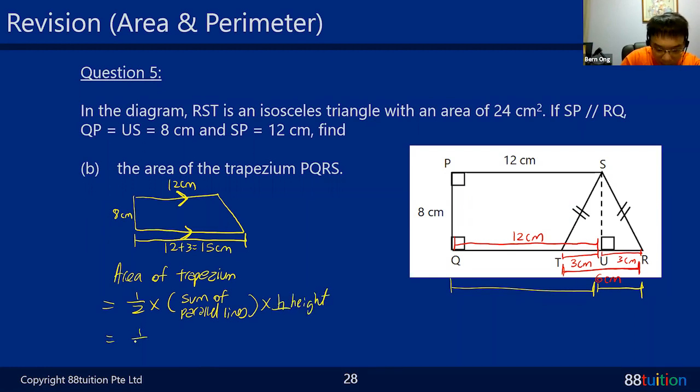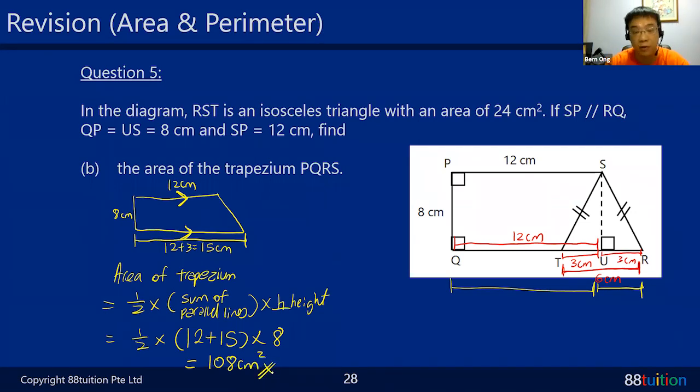So you can put in the numbers already. What is the sum of parallel lines? 12 and 15, they are parallel, right? So you're supposed to find the sum, 12 plus 15, times the perpendicular height, which is 8. Down here, you just press your calculator. Half times 8 is 4. 4 times 27 will give you 108 cm square. Can you see? Use the formula. It's going to be very simple for you. Area of trapezium, half times sum of parallel lines times the perpendicular height. All right, that's for question 5B.